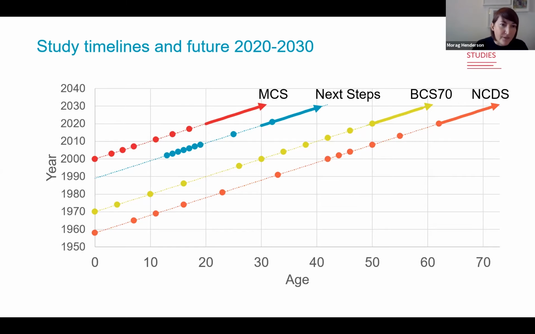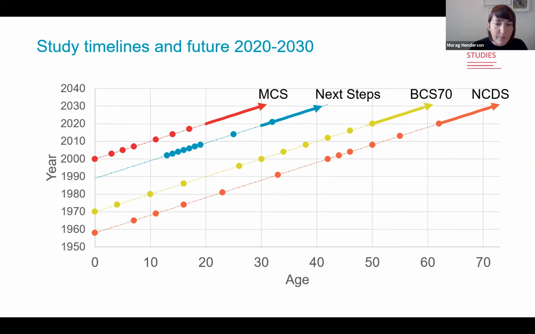Next Steps is quite different. These guys were born in 1989-90. It wasn't a birth cohort study. Instead, it was an adolescent study. It was originally set up by the Department for Education, and they were followed throughout their schooling. So these dots clustered together show that they were measured at age 13, 14, 15, 16, 17, 18, 19, 20, and then there was a break in the study and they were remeasured at age 25. There is a little dot on the arrow there, so we're going back into the field for age 32.